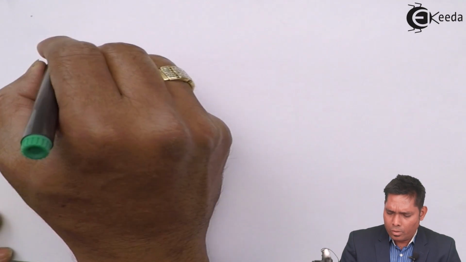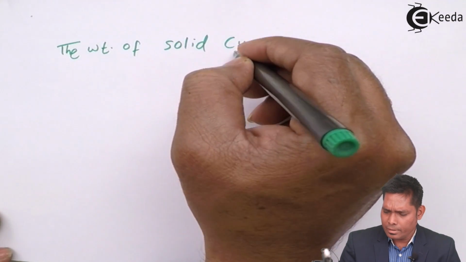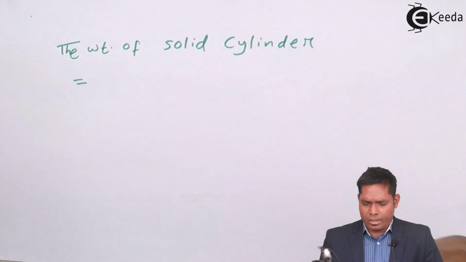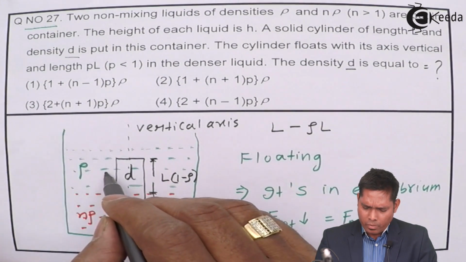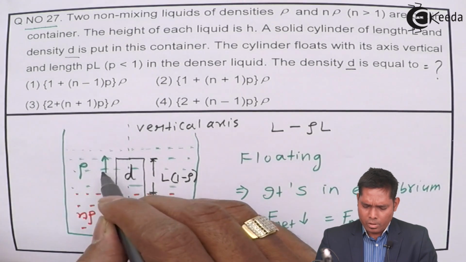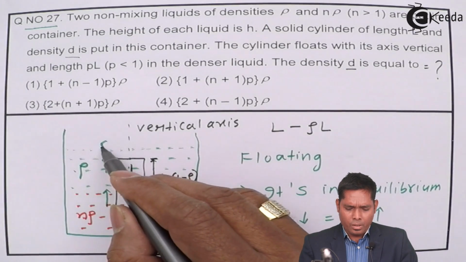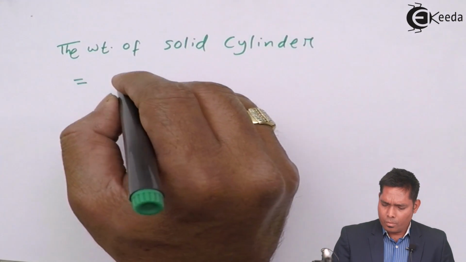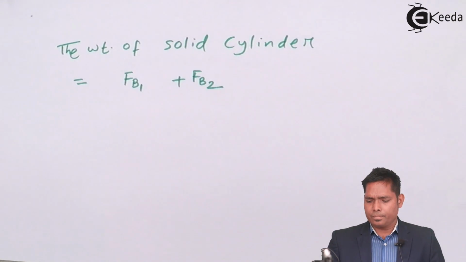So we'll write that the weight of the solid cylinder is equal to, what are the forces acting in the upward direction? It is the buoyancy due to this liquid and buoyancy due to this liquid. These are the two forces, buoyancy forces, say FB1 and FB2. So buoyancy force due to the first liquid and buoyancy force due to the second liquid.